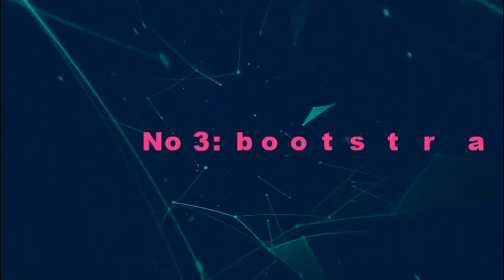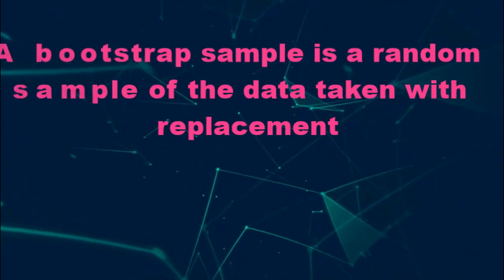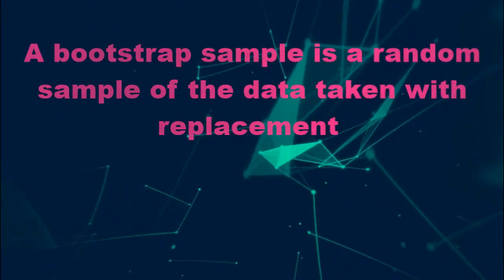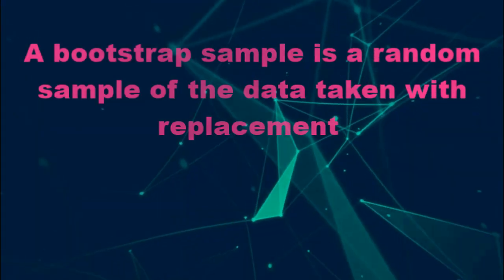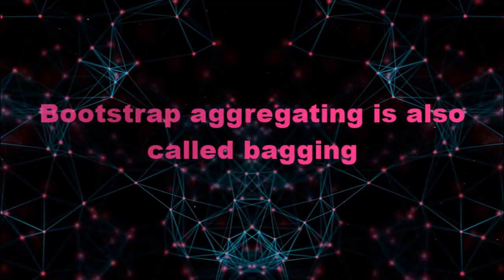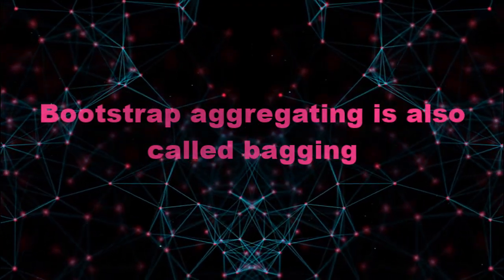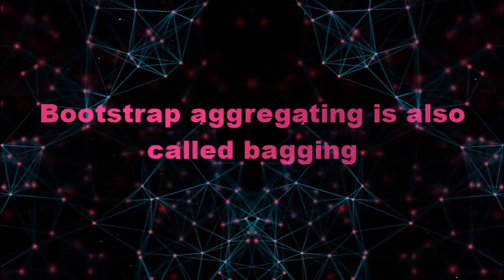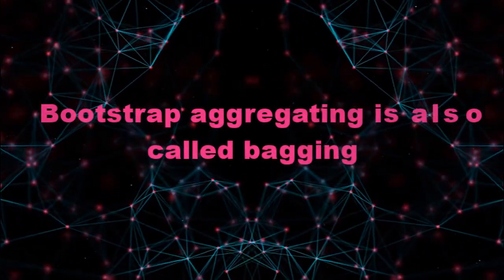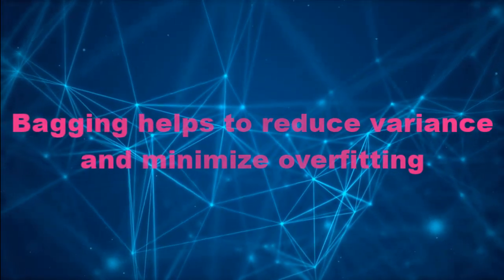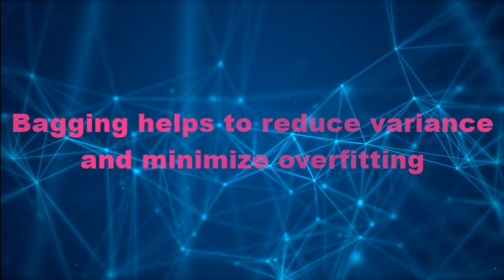A bootstrap sample is a random sample of the data taken with replacement. This means that after a data point is selected for inclusion in the subset, it is still available for further selection. Bootstrap aggregating is also called bagging. Bootstrap aggregating or bagging prediction is a method of fitting multiple versions of a prediction model and then combining them into an aggregated prediction. Bagging helps to reduce variance and minimize overfitting.